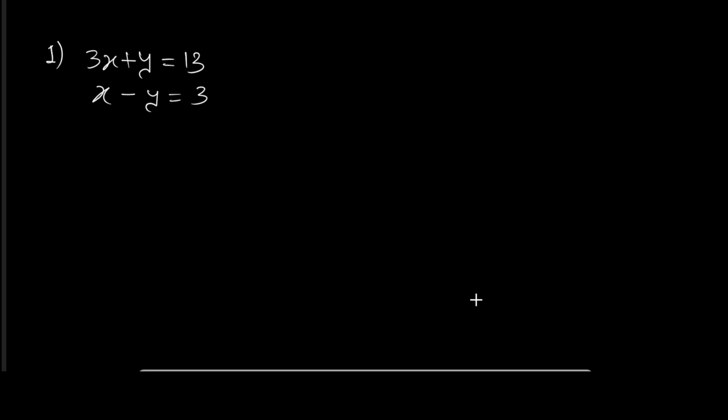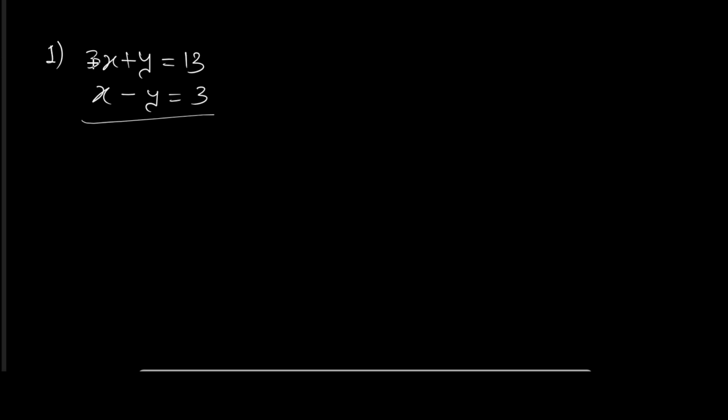To solve the system of equations by the elimination method, we will add or subtract the equations together to eliminate one variable with opposite coefficients. In this example, the y variable has opposite coefficients. In the first equation, the coefficient of y is positive 1, and in the second equation, the coefficient of y is negative 1. So let's add these equations.